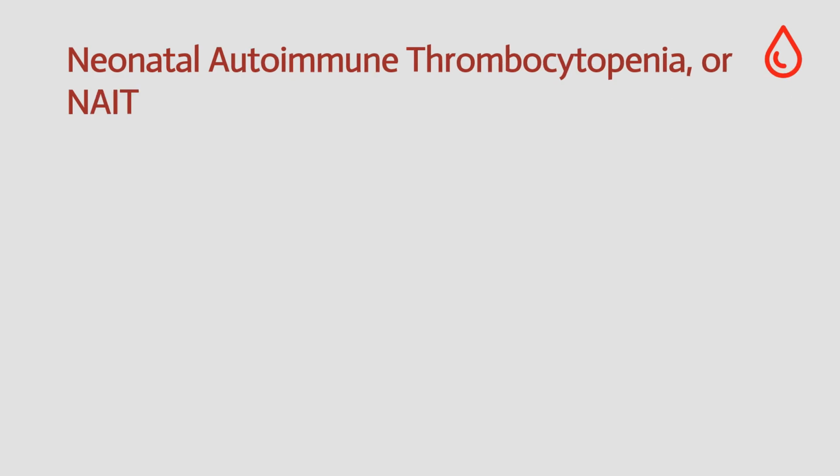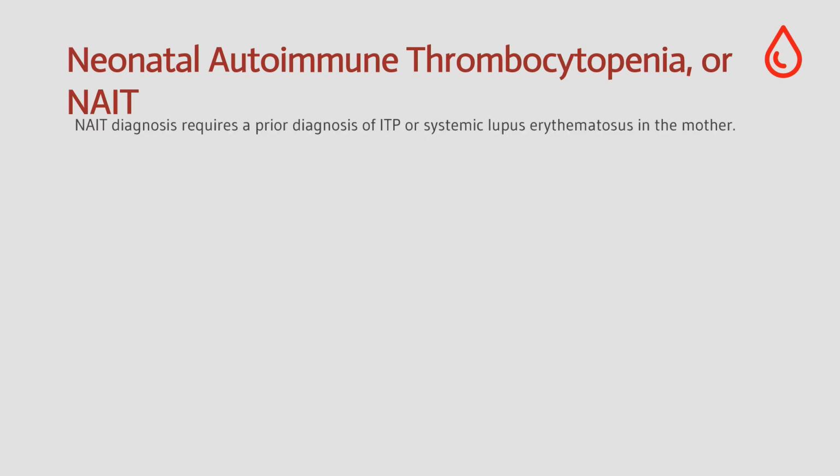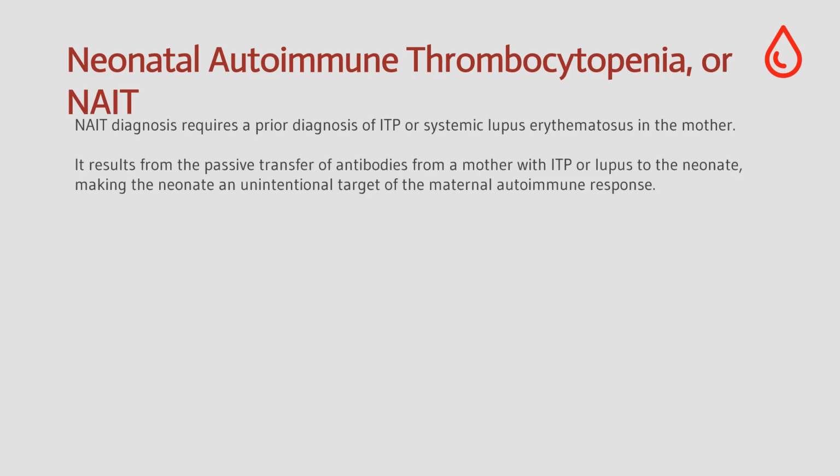We're shedding light on neonatal autoimmune thrombocytopenia, or NAIT. NAIT diagnosis requires a prior diagnosis of ITP or systemic lupus erythematosus in the mother. It results from the passive transfer of antibodies from a mother with ITP or lupus to the neonate, making the neonate an unintentional target of the maternal autoimmune response.